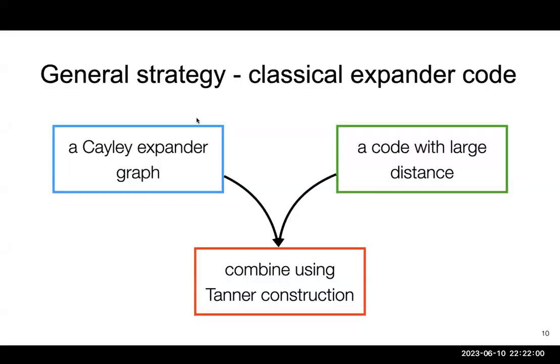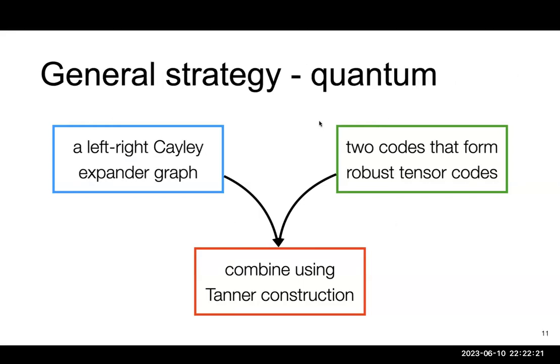Okay, so now let's dive a bit deeper and talk about the construction. In fact, the construction is quite similar to the classical expander code. Just a quick reminder, to construct classical expander codes, the strategy is to combine a Cayley expander graph with a code of large distance. And we combine them using the Tanner code construction. In quantum, it's similar, but in a sense that in quantum, it's two-dimensional.